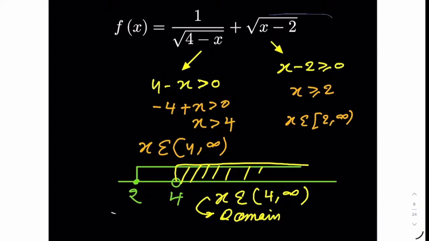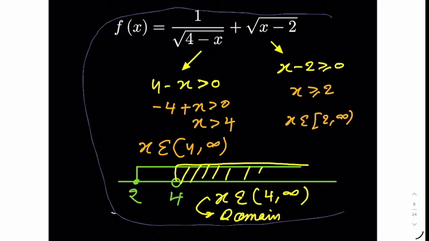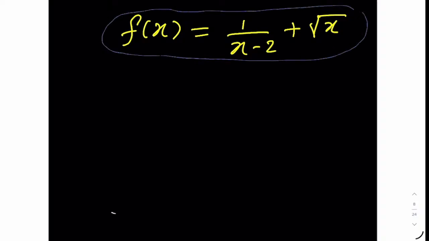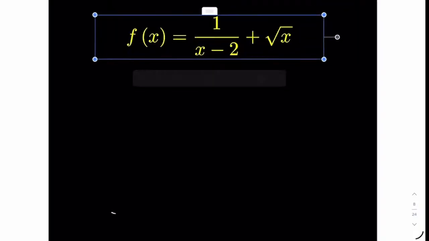Look, next problem: f of x is equal to 1 upon x minus 2 plus root x. This question is more easy. Everyone can try. After that, I will do it.